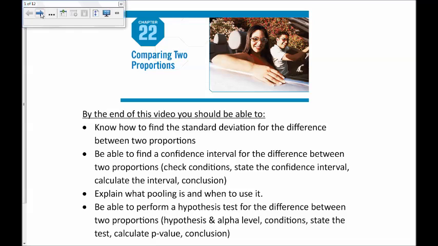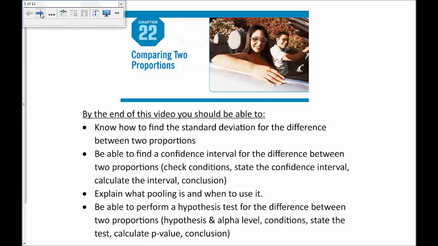By the end of this video, you should be able to know how to find the standard deviation for the difference between two proportions. You should also be able to find the confidence interval for the difference between two proportions, and there's 4 steps. Check your conditions, state what confidence interval you are going to find, calculate that interval, and then give a conclusion in context. You should also be able to explain what pooling is and when to use it.